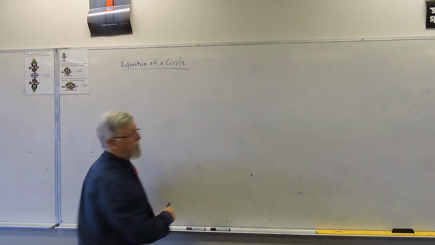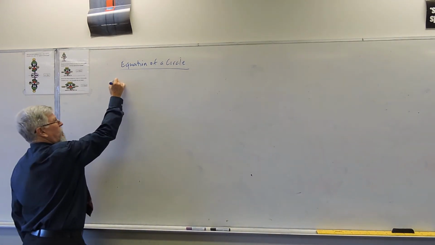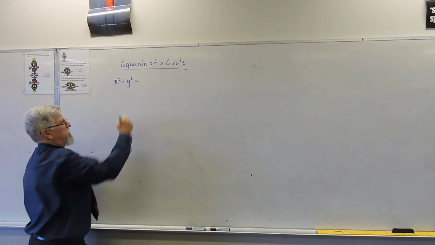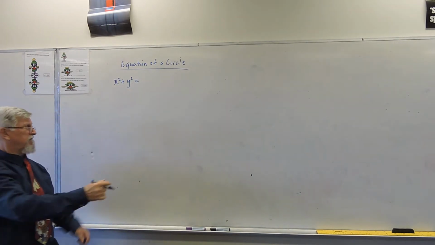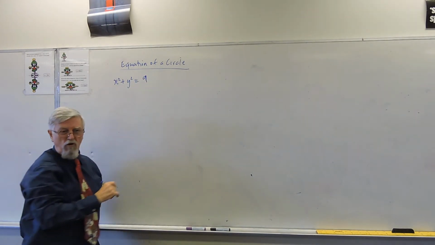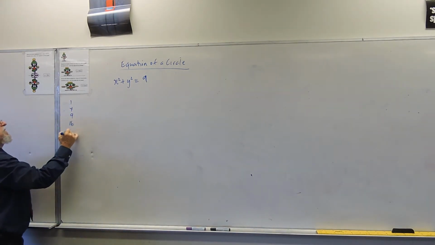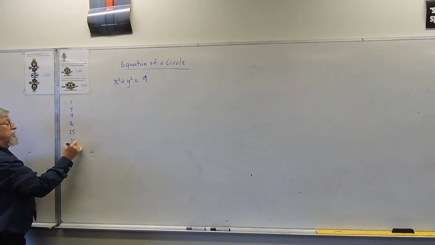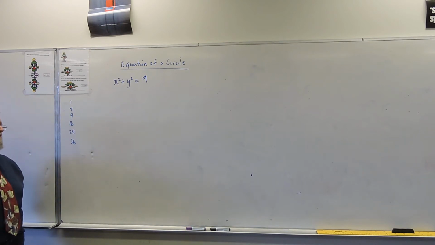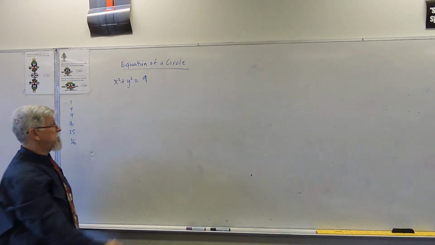Equation of a circle, so let's have a look. Basic form, you've got x squared plus y squared equals, for example, something simple like 9. What am I actually picking? I'm picking 1 and 4 and 9 and 16. What am I picking those for? 1 squared, 2 squared, 3 squared, 4 squared, just to make it nice.